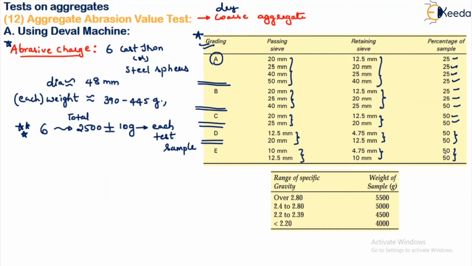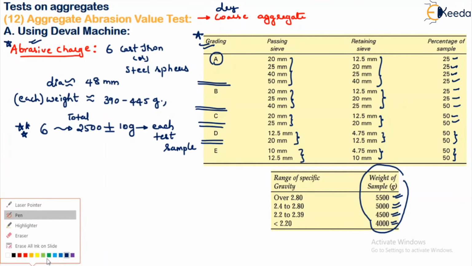That is very important. Now the weight of the test samples will generally depend upon the range of the specific gravity which is given. How much of test sample you should consider? This is a different one from the abrasive charges; this is for the aggregates or the test sample. So if the specific gravity of that aggregate is over 2.8, you have to go for 5500 grams. If it is between 2.4 to 2.8, you have to take 5000. Between 2.2 to 2.39, you have to take 4500, and if it is less than 2.2, you have to go for 4000. So these are all the details about the abrasive charges you are going to take and the weight of the test samples you are going to take.